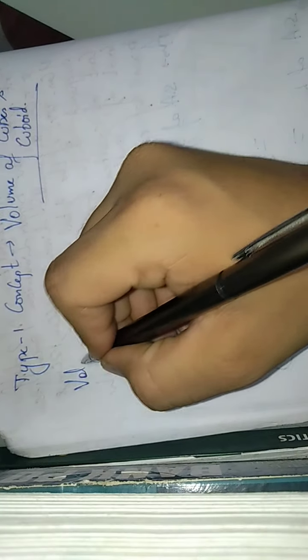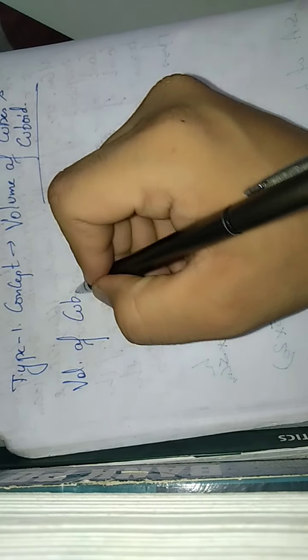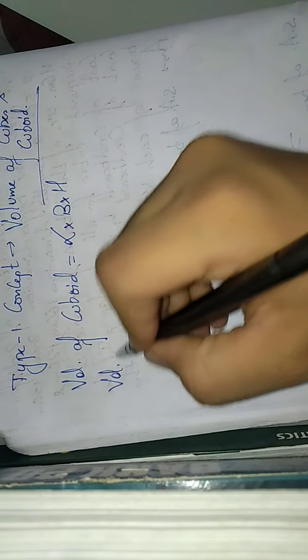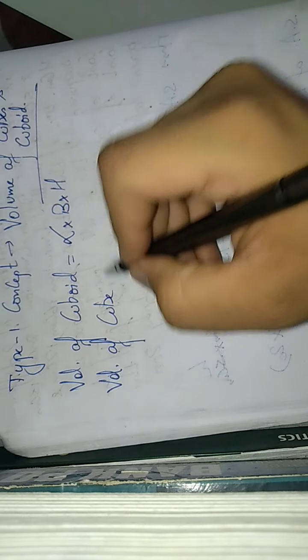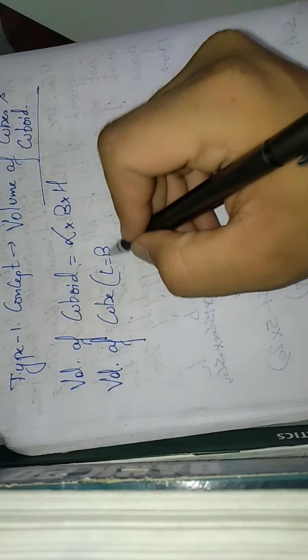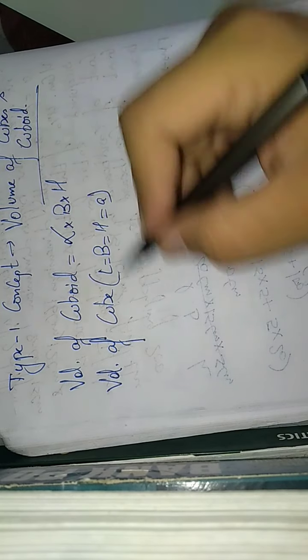and cuboid. Okay, now the formula for volume of cuboid is equal to length multiplied by breadth multiplied by height. For a cube you already know that length is equal to breadth is equal to height, let's take it to be a, all are the same, right? So length means a, breadth means a, height means a, which is equal to a cube. So these two formulas only you need to know.